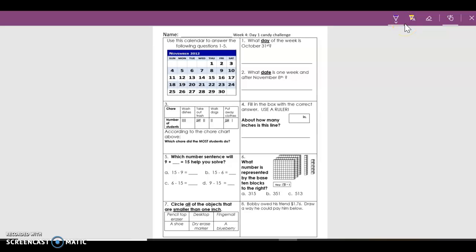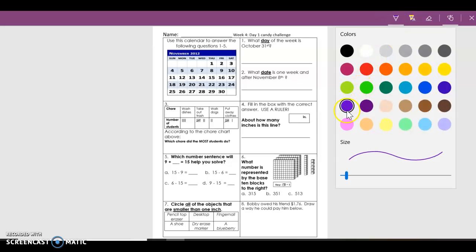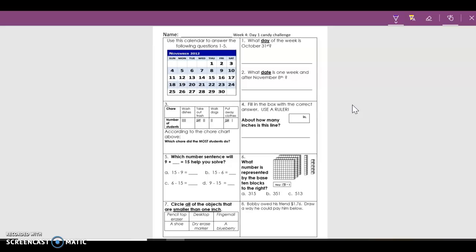Hey everybody, so I thought I would give you the answers for our first optional candy challenge. I'll post a video about each one, but here's the first one. Let me change my color. We'll do it in a purple today.